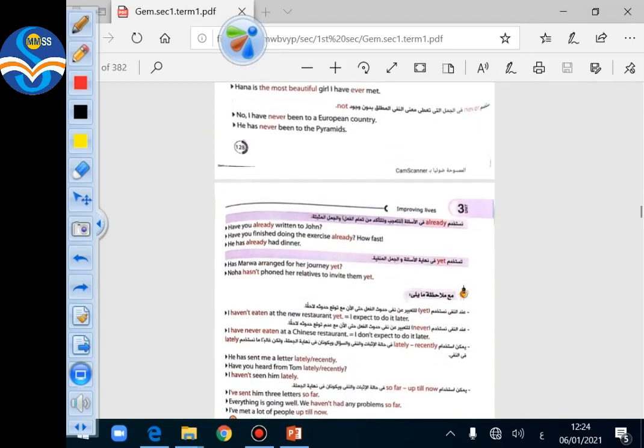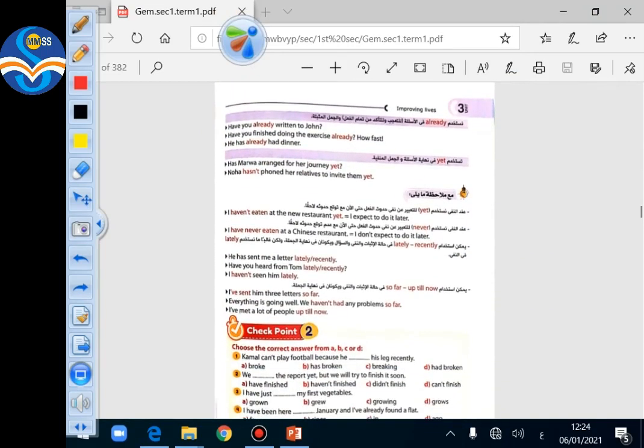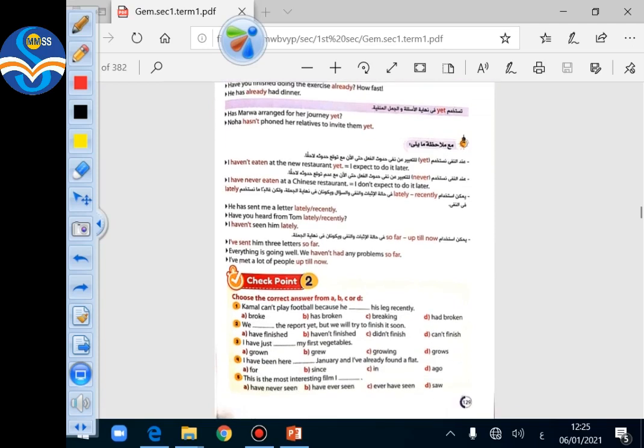Let's move forward. Here he's saying that already is used in a sentence that gives an exclamation meaning. Like, have you already written to John? You're somehow confused about this. Or have you finished doing the exercise already? Like you would like to know really. And as I said, yet comes at the end and it comes with a negative.